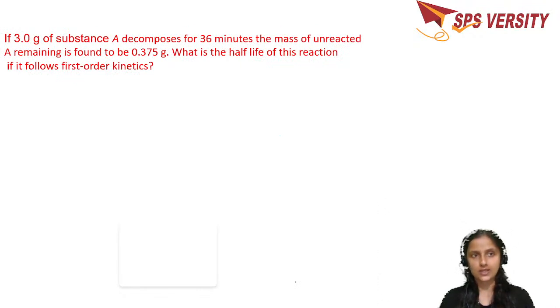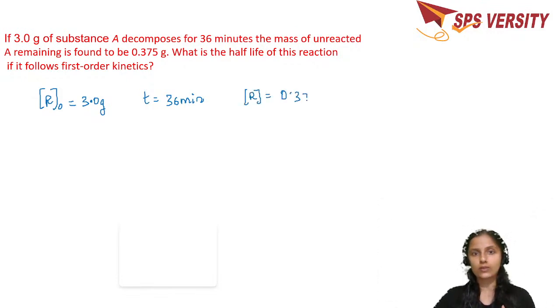3 gram of a substance A decomposes for 36 minutes and the mass of the unreacted A remaining is found to be 0.375. So you start with the initial concentration, which is 3.0 gram, and the time they have given is 36 minutes. After 36 minutes, the mass of the unreacted A remaining, the concentration at time t, is 0.375. What is the half-life? We have the expression: t half is equal to 0.693 divided by k.